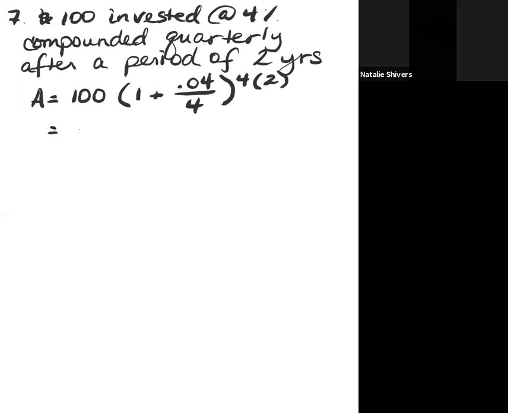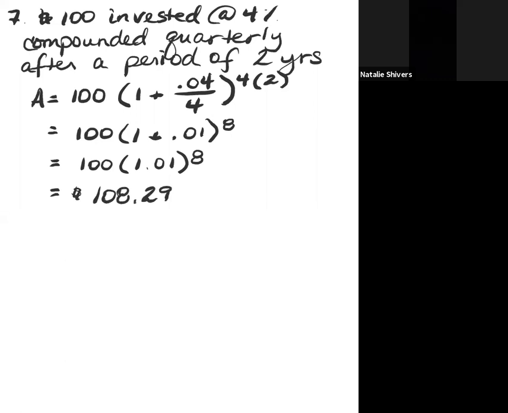Okay, so what I like to do is simplify before typing it in, as the calculator is only as smart as the user typing it in, so it gets really confused if you type all that in. So 0.04 divided by 4 is 0.01. 4 times 2 is 8. 100 times 1.01 to the 8th. That's much easier to type into the calculator than the rest of that. And we get 108.29. So we're dealing in money, round to the nearest cent. So $108.29.